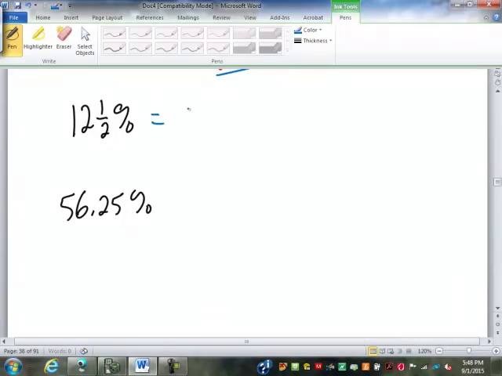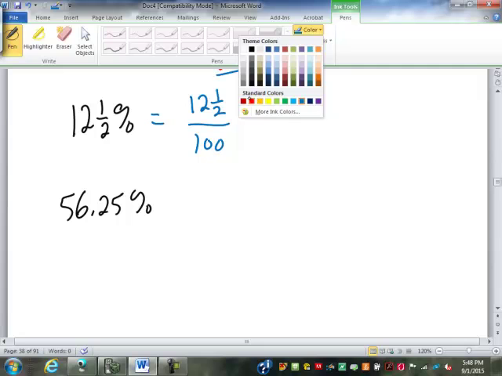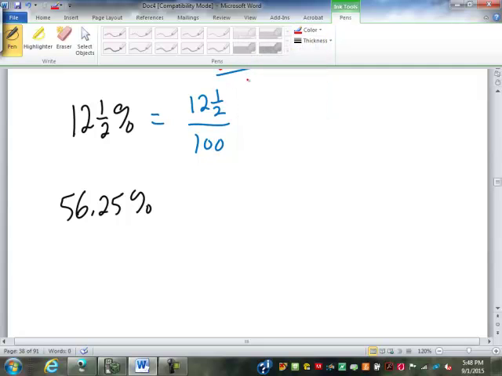So 12.5% is going to become 12.5 over 100. Now some of you may have chosen to convert that into 12.5 and go from there, which would be a lot easier way to go about it. That's probably how I would have done it if I was doing it myself. But let's treat it as a fraction. Let's keep it as a fraction for now.